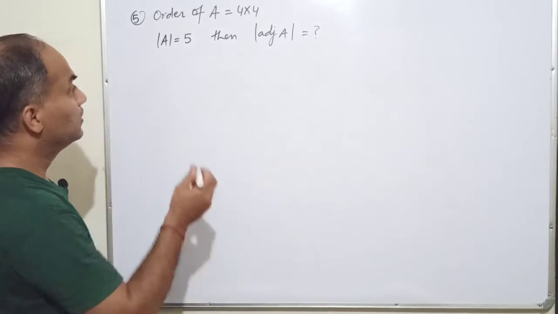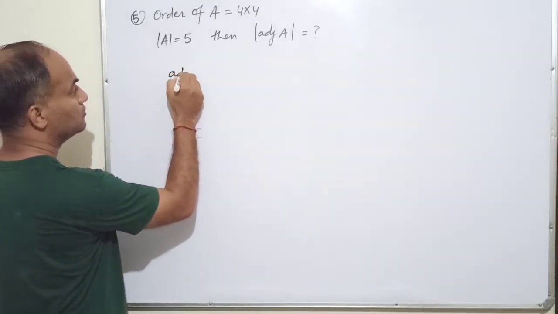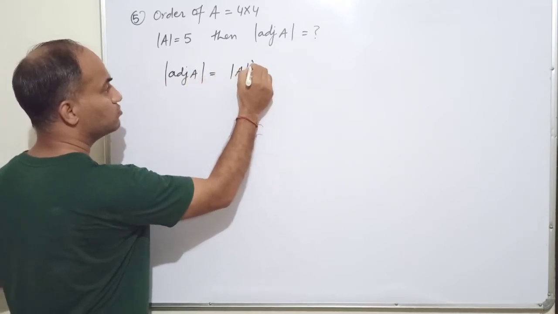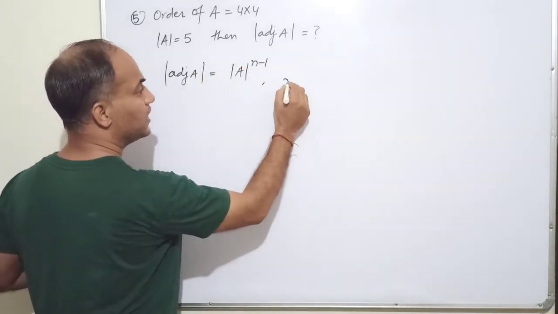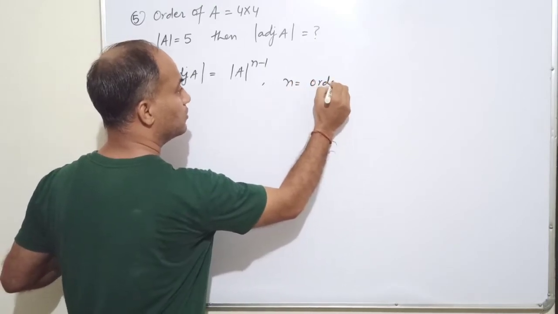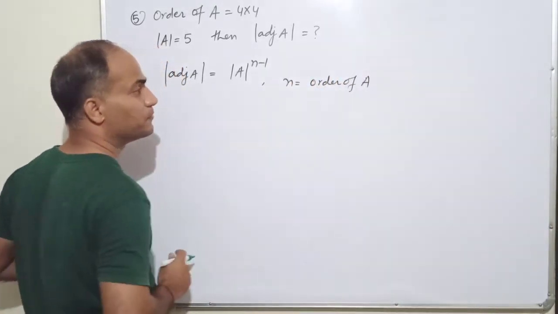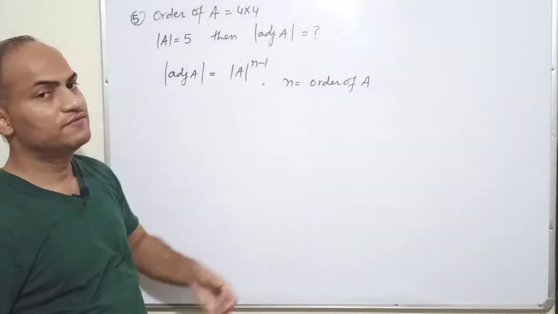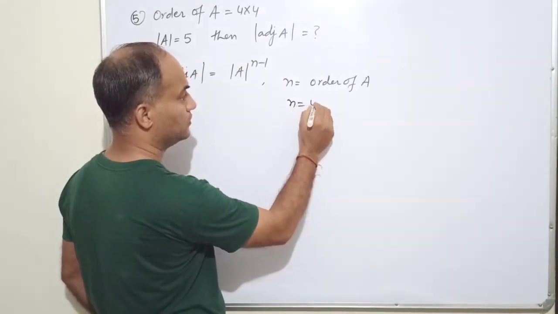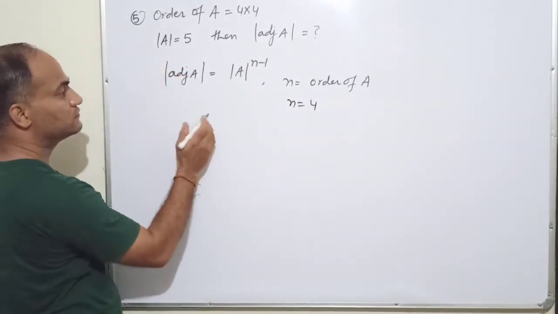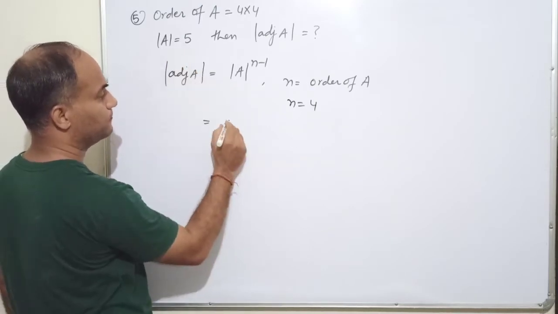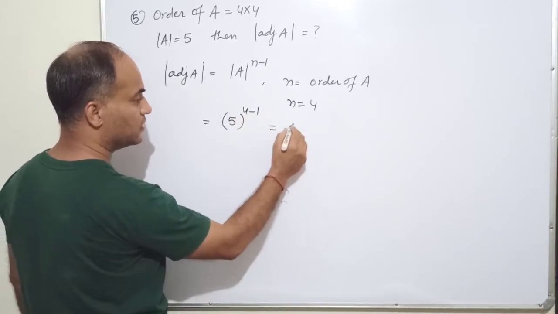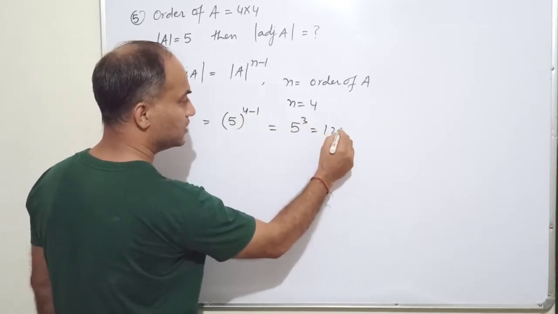Clear? Here we have one relation, that the determinant of adjoint A is equal to determinant of A to the power n minus 1. Here n is equal to the order of the matrix A. Obviously the matrix is square, so 4 by 4 matrix, so here n will be 4. So let us put the value. This will become determinant A, it means 5 to the power n minus 1, so 4 minus 1. So this becomes 5 to the power 3 and the answer is 125.